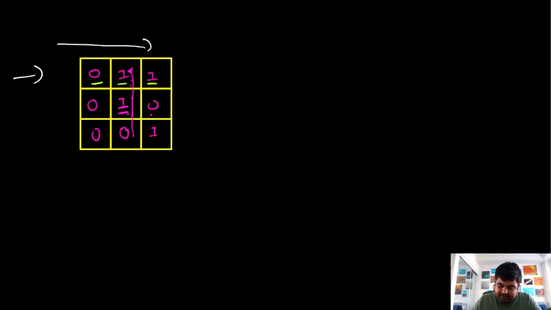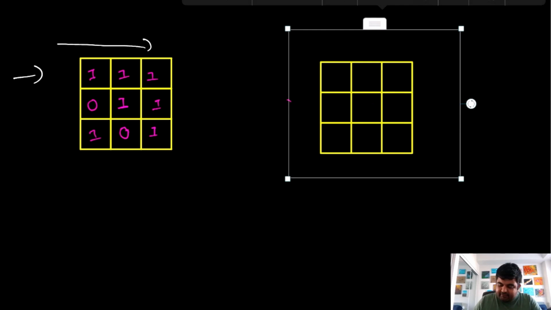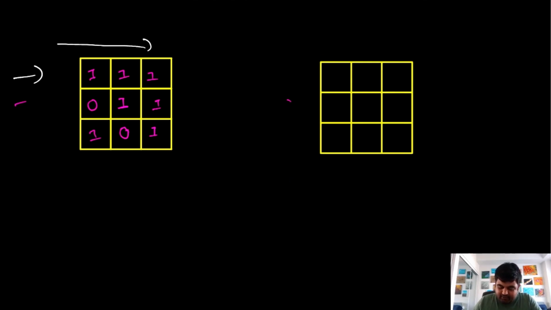So let me quickly draw this back to its original form. One thing we can do is create a copy of this one, and in that copy we can start making the changes whenever we find a 0 in this particular matrix, so that we do not end up changing the elements before they are visited. So let me quickly create a copy of this particular node. Okay, so now we have created a copy.